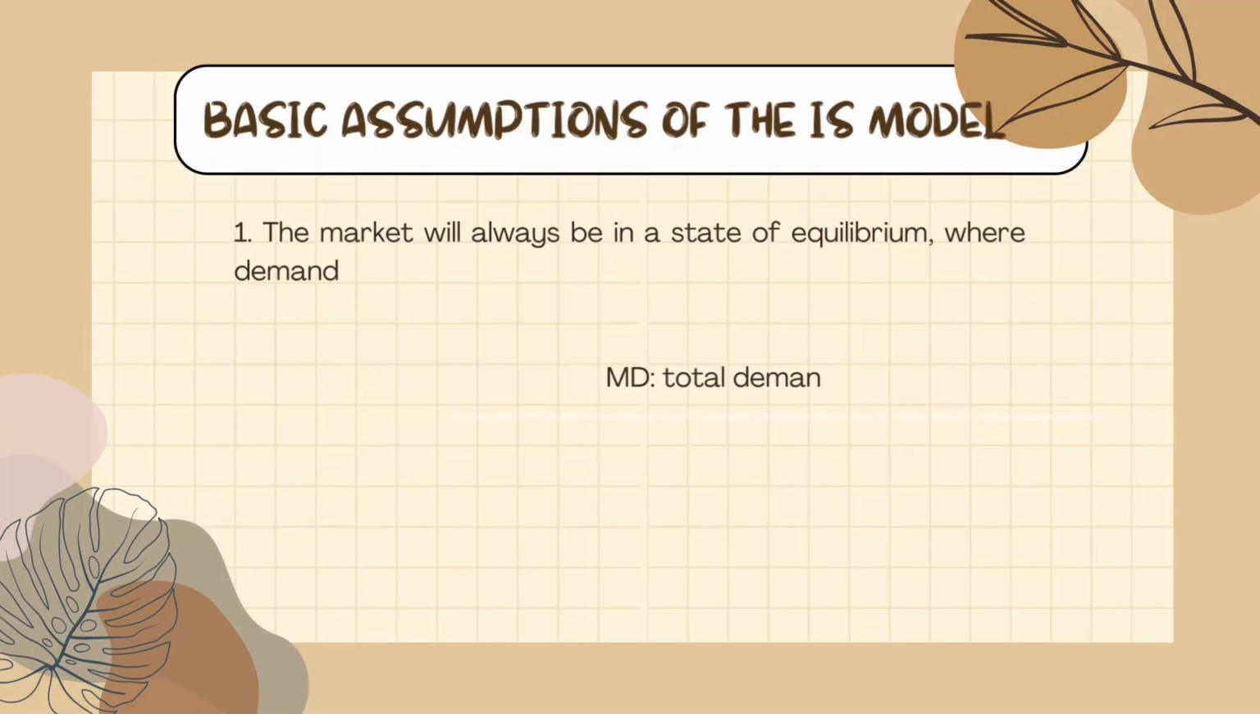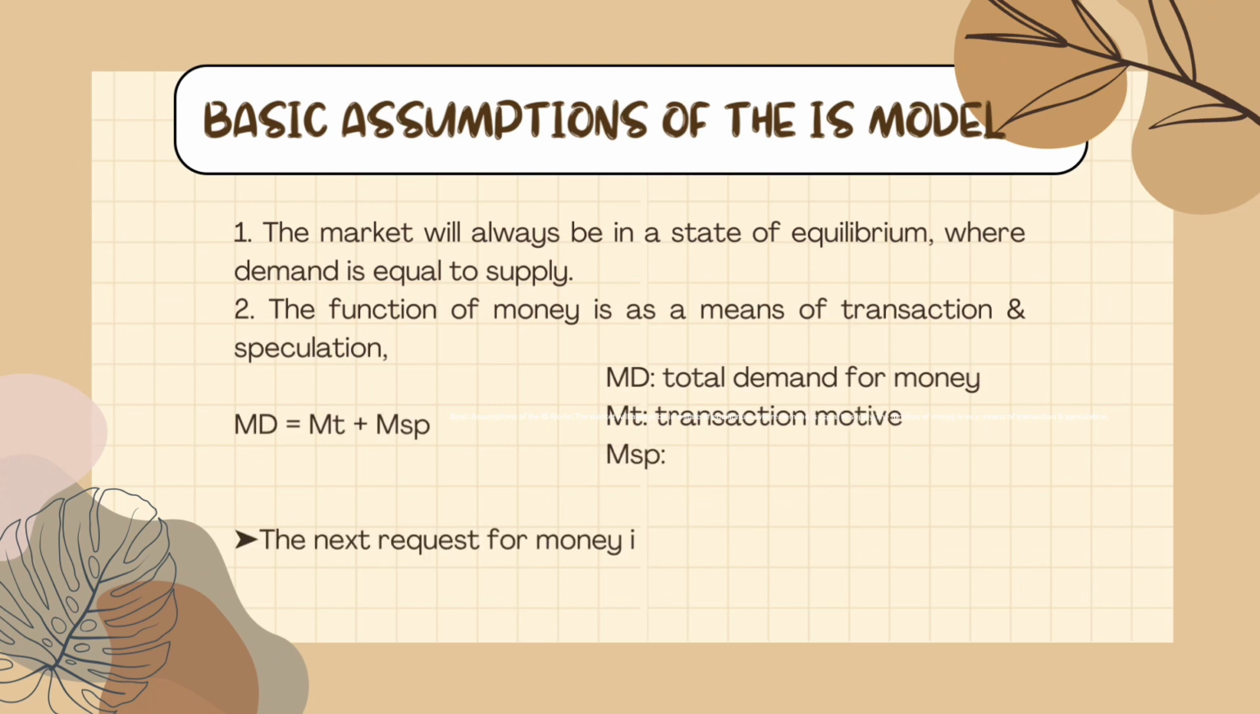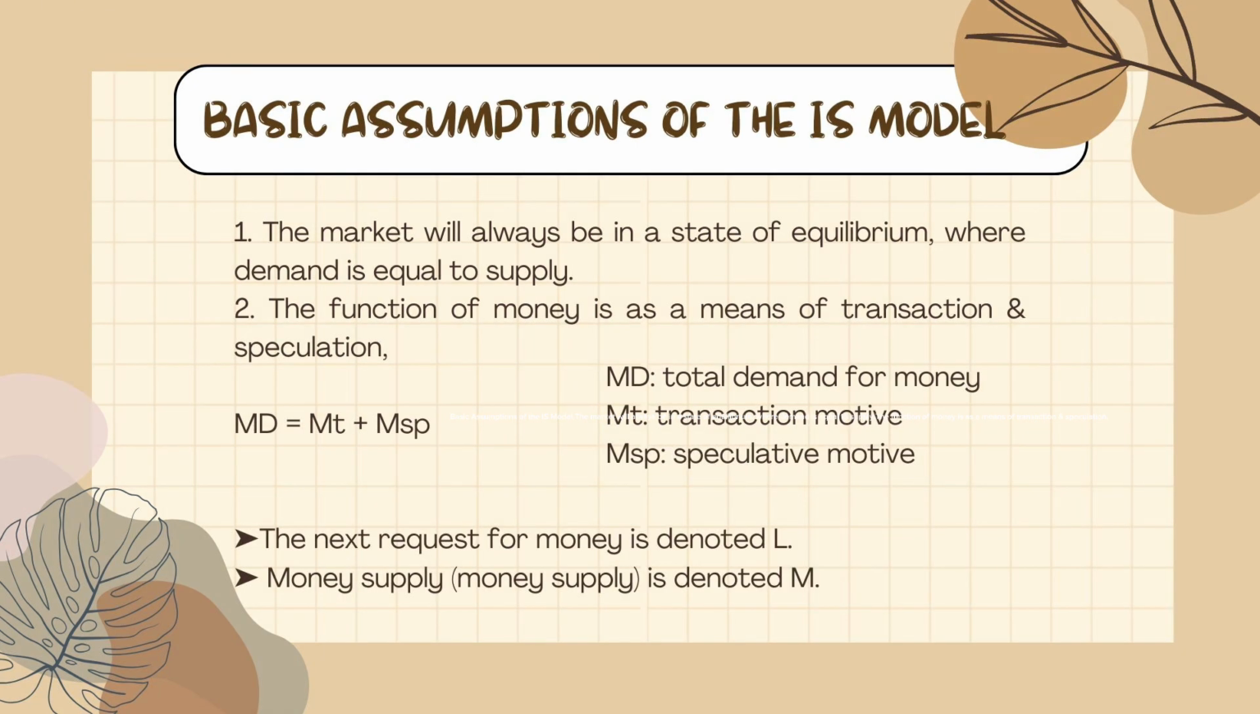Basic assumptions of the IS-LM model. The market will always be in a state of equilibrium, where demand is equal to supply. The function of money is as a means of transaction and speculation. MD equals M transaction plus M speculation. MD is the total demand for money, M transaction is the transaction motive, and M speculation is the speculative motive. The demand for money is denoted L. Money supply is denoted M.